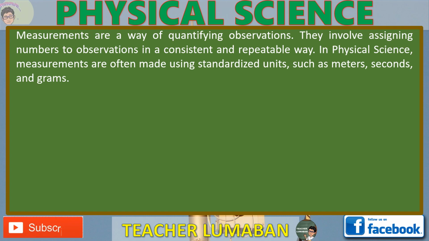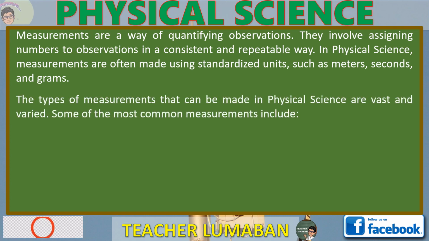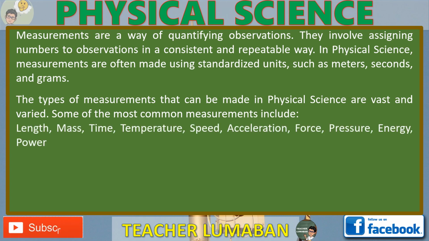The types of measurements that can be made in physical science are vast and varied. Some of the most common measurements include length, mass, time, temperature, speed, acceleration, force, pressure, energy, power.